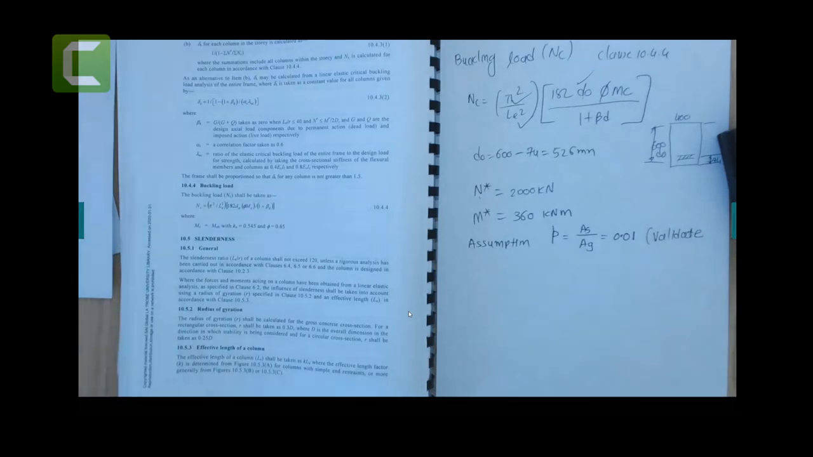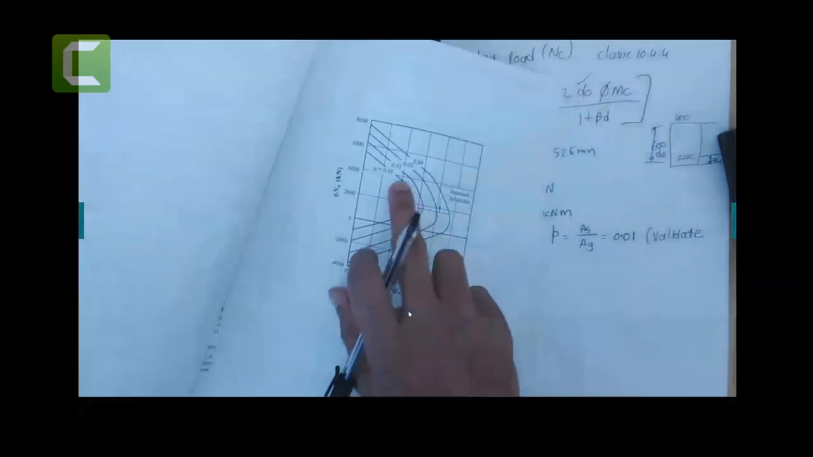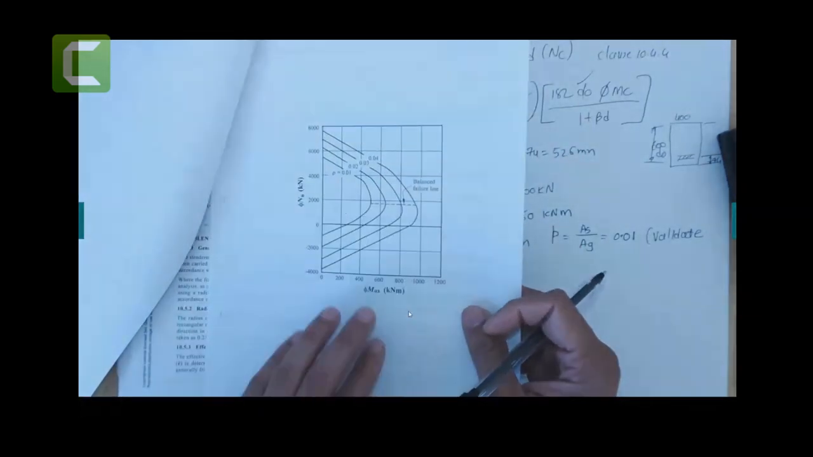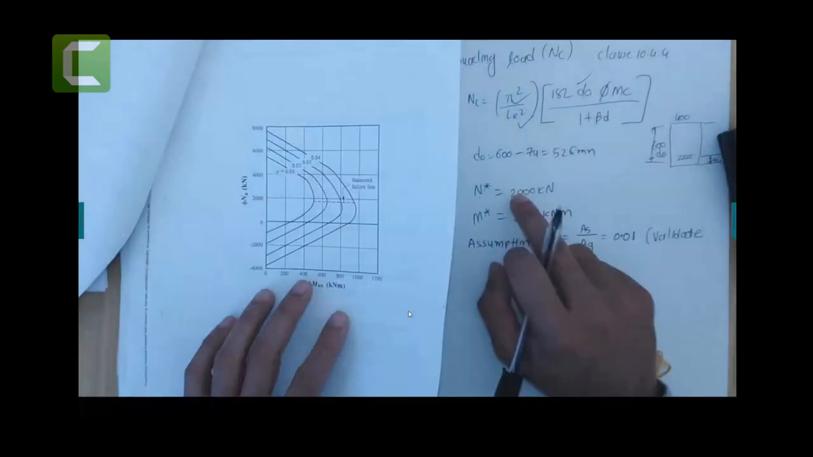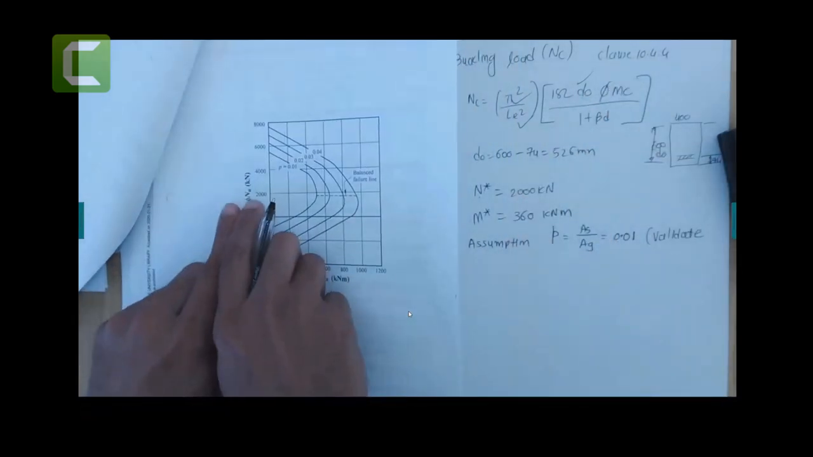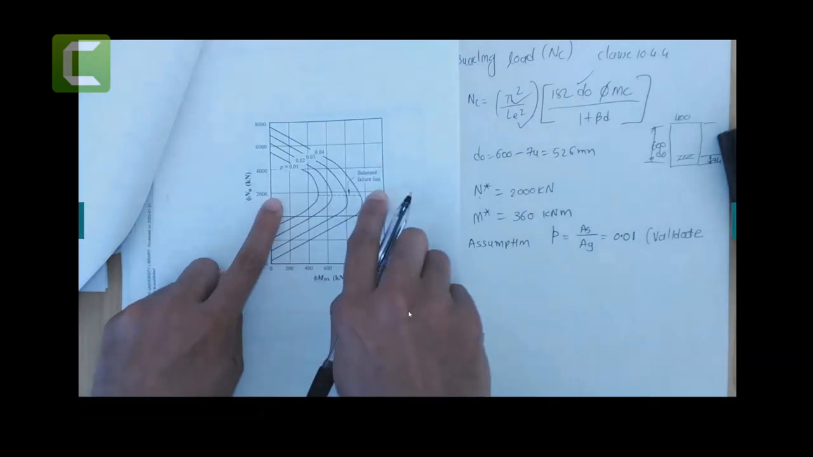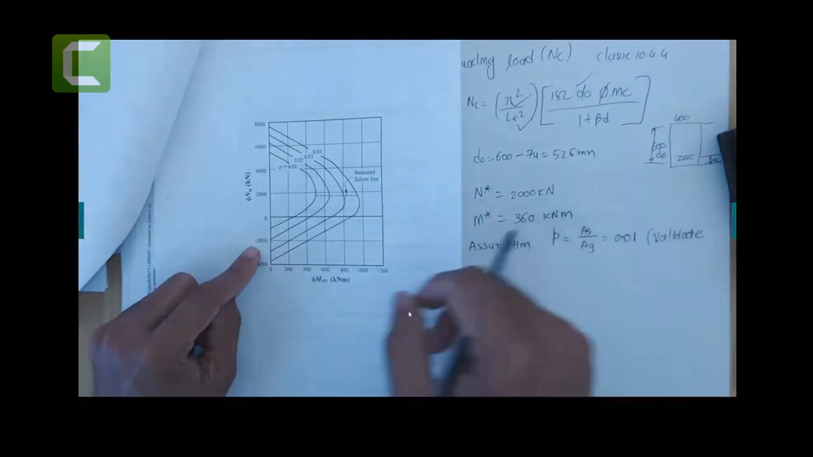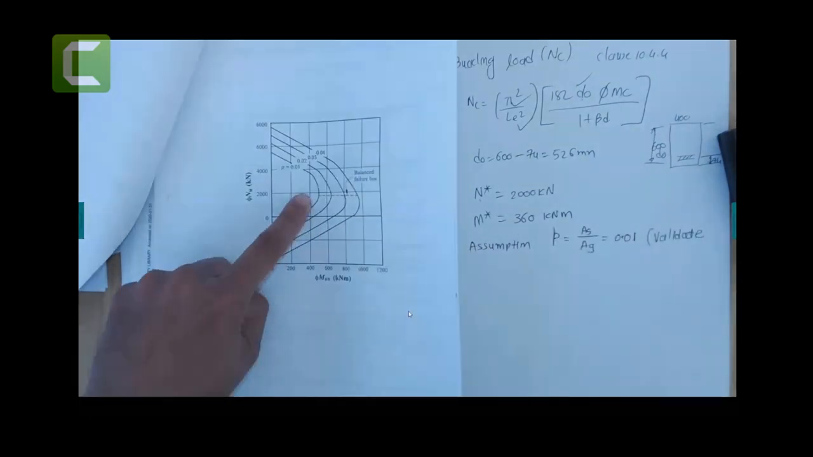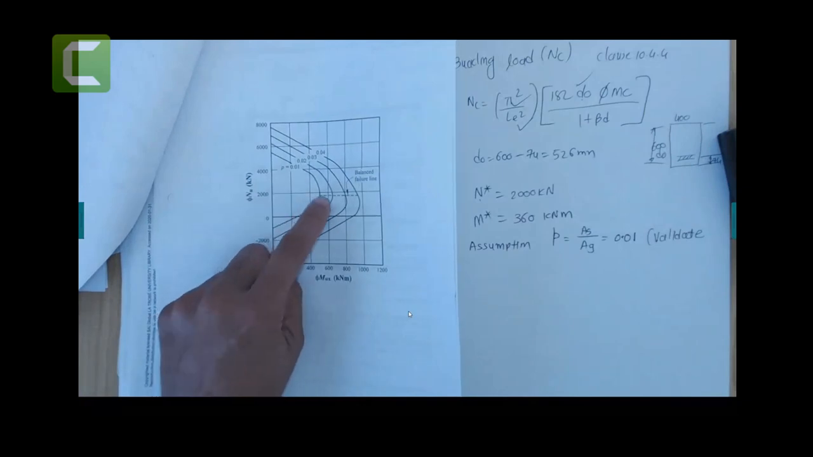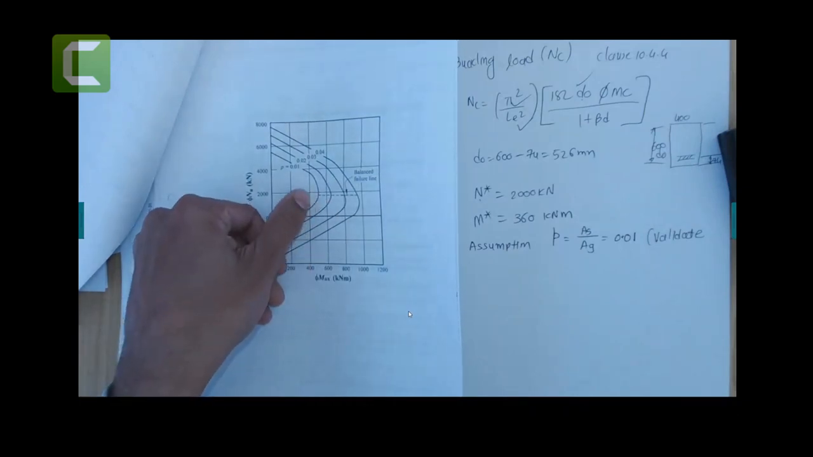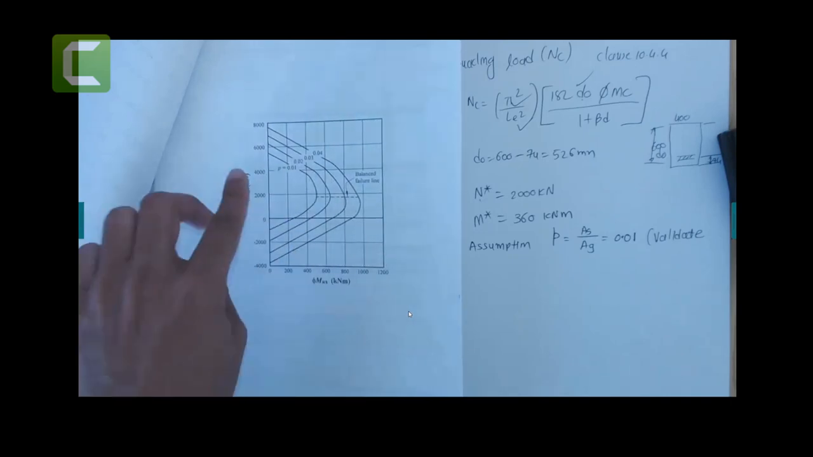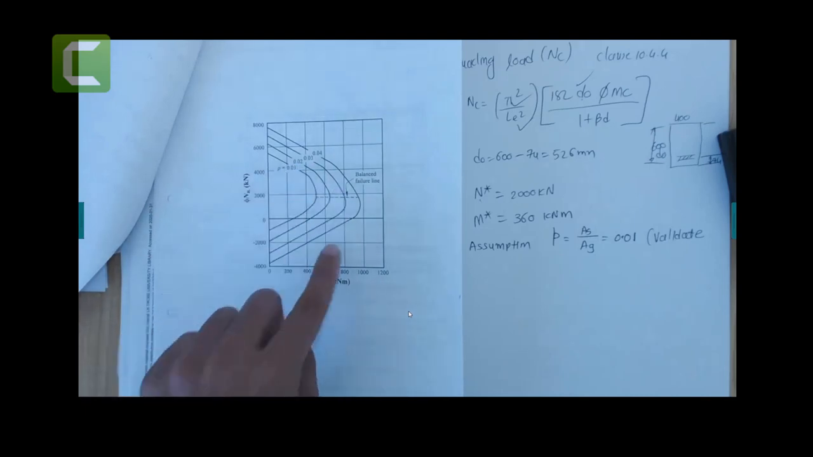In the exams, this chart will be given to you as well, so you don't need to worry about it. Here we have N star, the design one, which is 2000. You can draw the line across 2000, and M star value would be 360, so let's say about 400. At this particular point, 2000 and 360, you are locating it here. So that graph can be used to calculate your reinforcement ratio.